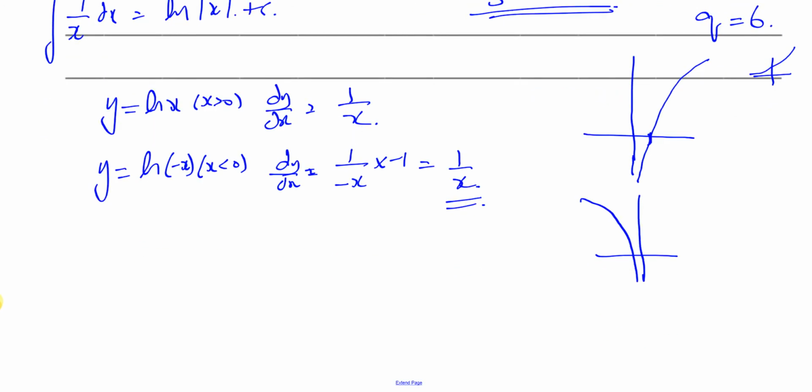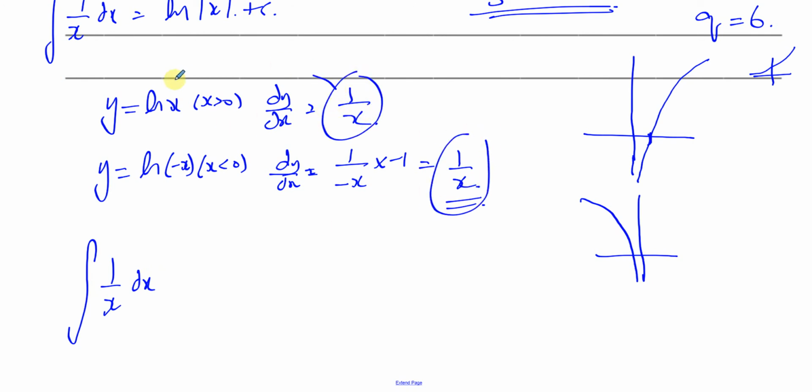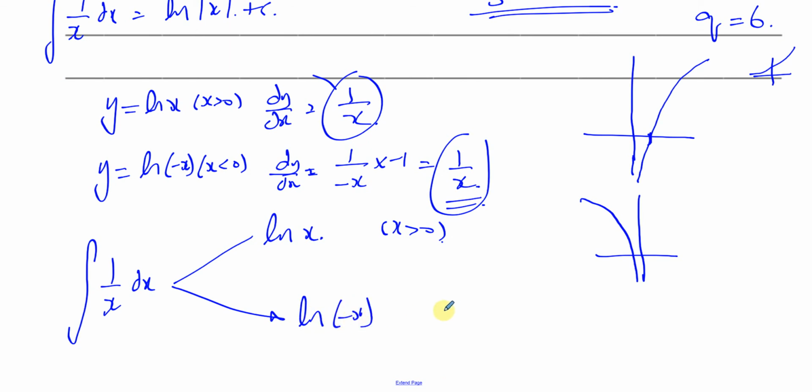Now, the issue arises when we integrate 1 over x with respect to x. You can see that there are two routes we can go back to. 1 over x with respect to x could integrate to be ln of x, but that's only when x is greater than 0. And 1 over x with respect to x could integrate to give us the ln of negative x, but that's only when x is less than 0.